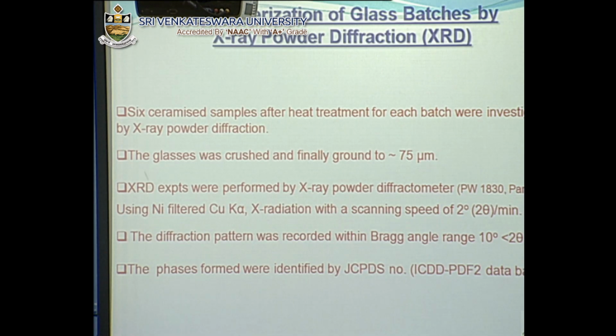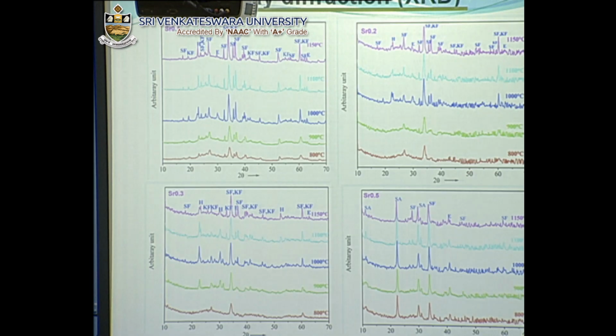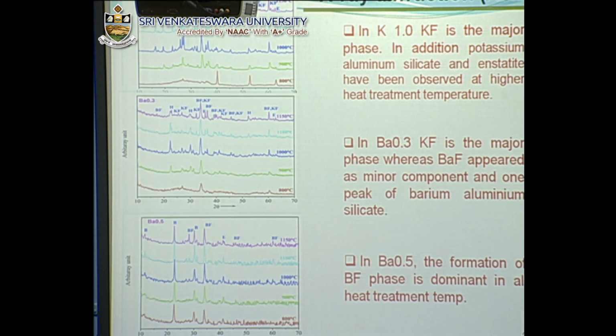Now the characterization by the XRD method. This broad spectrum indicates the amorphous nature of the glass. Now here you can see the XRDs of different barium glass batches. When the barium is 0, only one major crystal phase appeared, that is potassium fluorphlogite, and with increasing heat treatment temperatures, other crystal phases appeared, that is potassium aluminum silicate and also enstatite.